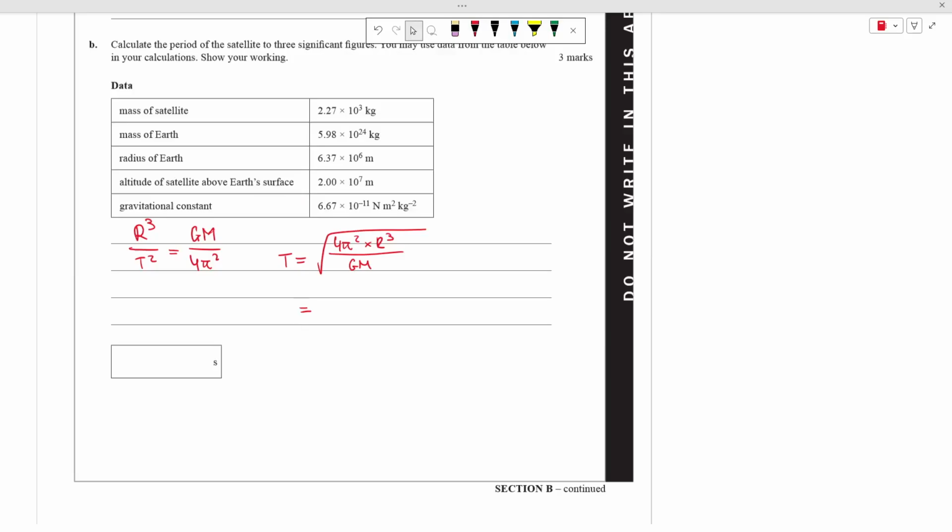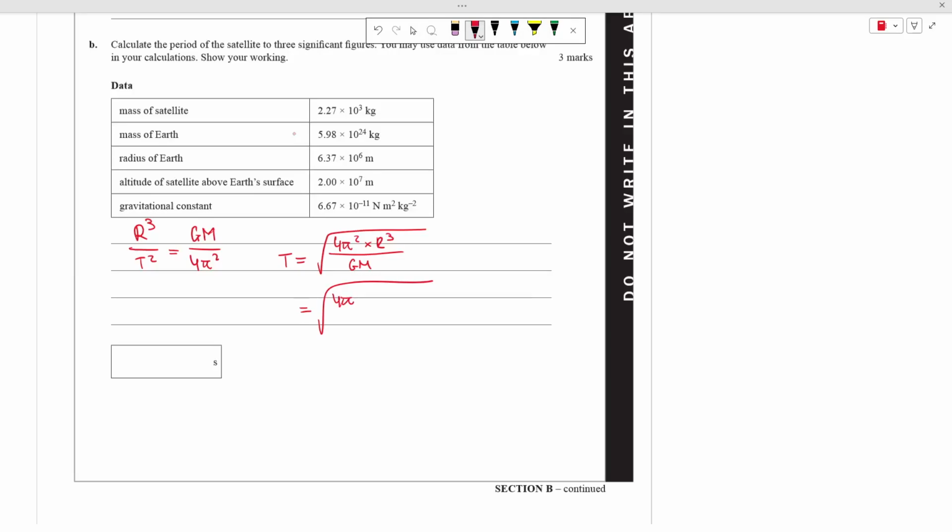We've got r, so the radius of the orbit. We don't have it, but we can work it out. It's given us the altitude of the orbit and the radius of the Earth. So the radius of the orbit is going to be those two things added together. And then we just chuck it all in.